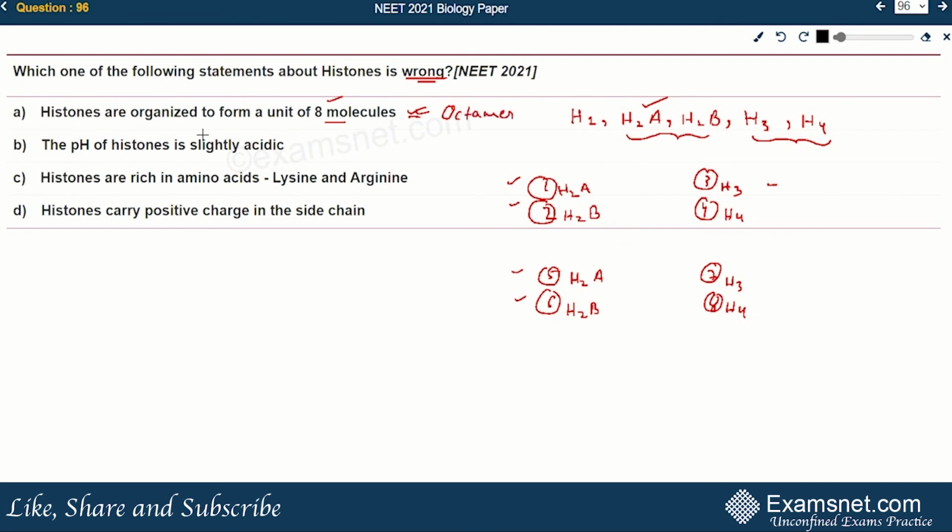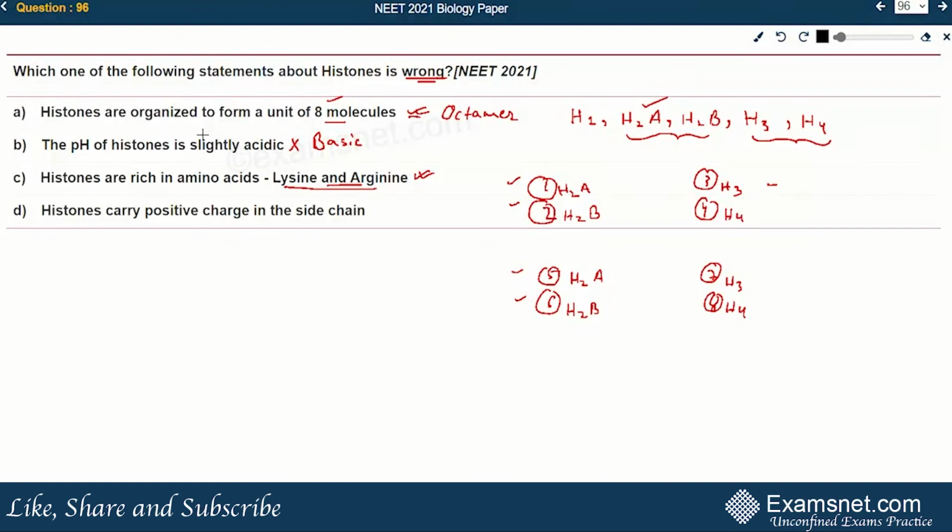Okay, now the next statement is the pH of histones is slightly acidic. This is not true because the histone molecules are rich in basic amino acids, lysines and arginines. Okay, so these are basic amino acids. So statement C is true that it consists of lysine and arginine, but statement B is false because these are basic in nature. Therefore the pH of histone will be basic.